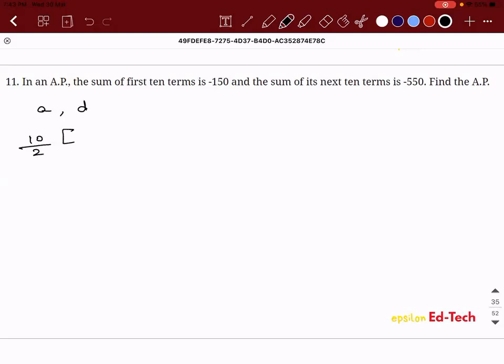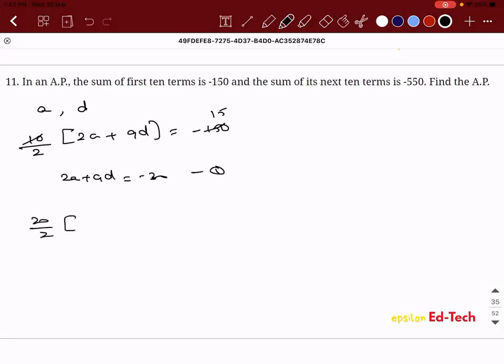So 10 by 2 into 2a plus 10d, 10 is 90. So n by 2 into 2a plus n minus 1 into d is equal to minus 150. So this will go 15 times. 2a plus 9d is equal to minus 30. Let this be equation number 1.